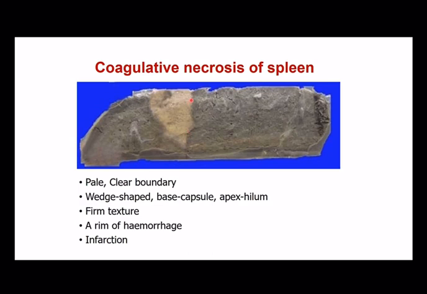The texture is firm and pale, with a very clear boundary between the lesion and the normal tissue. Here we also see a slight brown ring of hemorrhage surrounding the lesion. It is caused by infarction of the spleen, which we will study later.